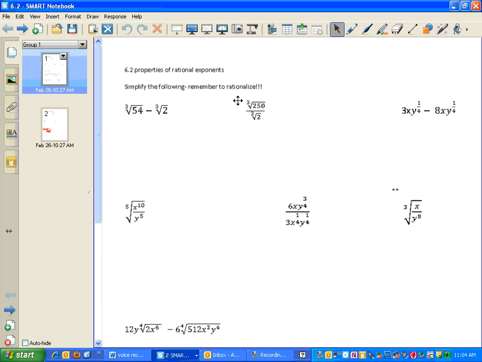Okay, properties of rational exponents. Remember, you are not allowed to leave an answer with the square root in the denominator. You may not do that. And if you're adding or subtracting your roots, what's underneath your root has to be identical. So square root of 2 plus square root of 2 is 2 square roots of 2. But I can't add a square root of 2 with the square root of 3. Okay? I can multiply all my roots together, but adding, I have to make sure that they're like terms.